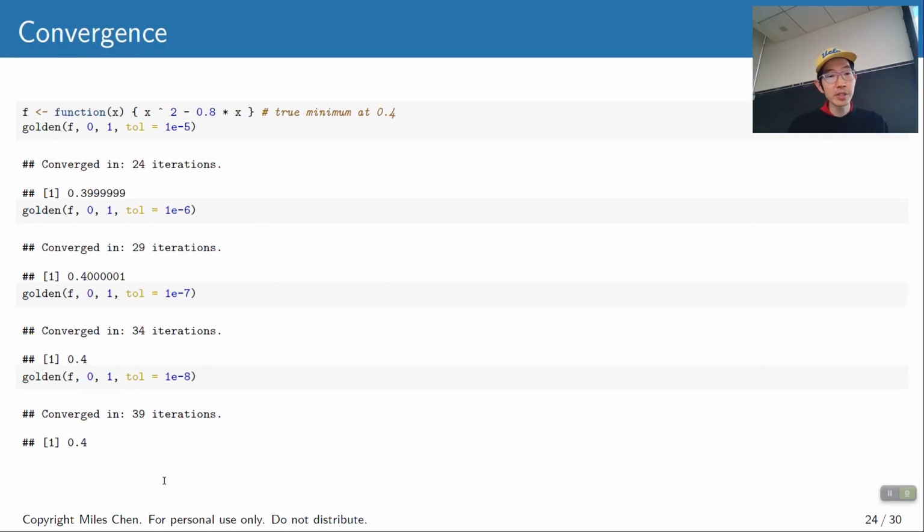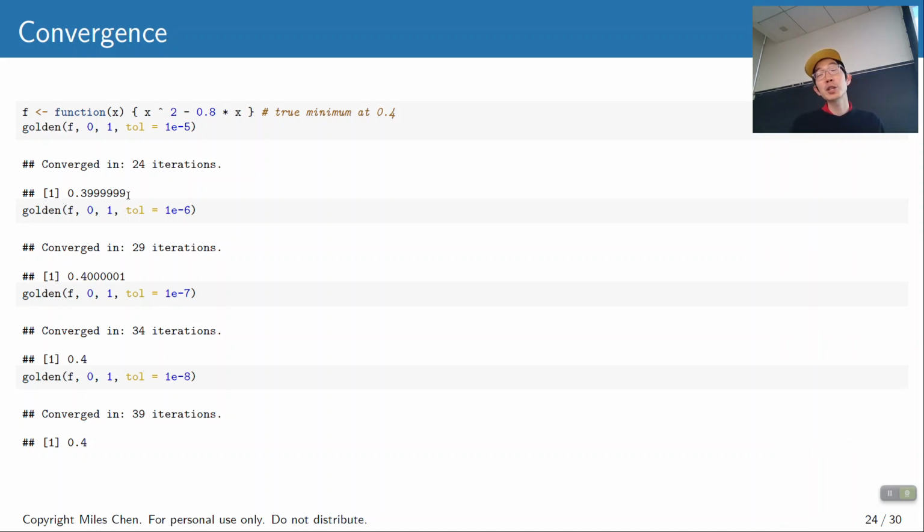Okay, so we can try this out. We can try out our function f being x squared minus 0.8 times x. And I run golden section search. And I say my tolerance is 10 to the minus 5. And it says it converged in 24 iterations. And the value, its best guess for its local minimum is 0.399999, which is pretty good. Okay, we know the true value is at 0.4.